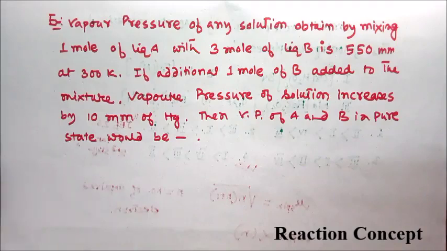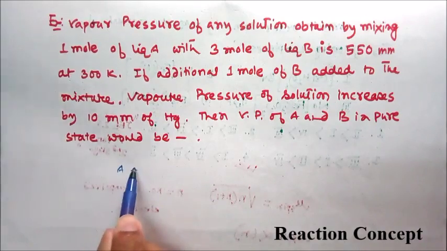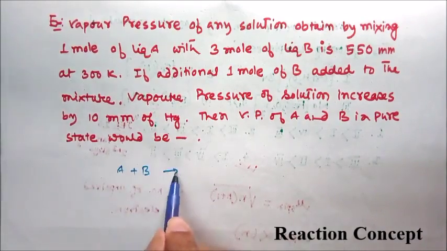So there is another problem I am discussing here. This is a very important problem. Just concentrate on the method of solution. Okay, very interesting problem it is. So in the question it is saying that there are two substances, A and B. Both are in pure liquid form. Okay, when A and B are mixed, we will get a mixture.